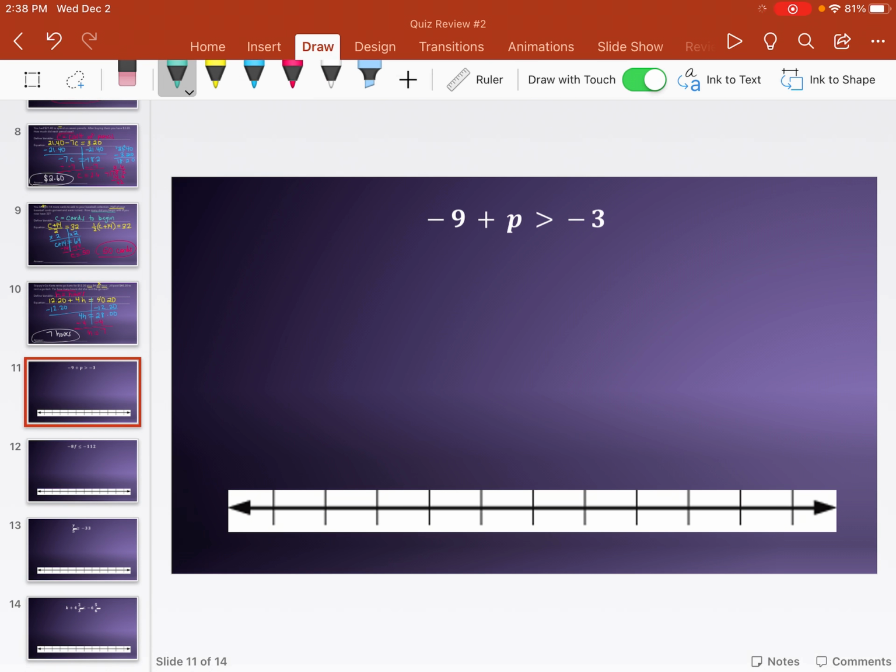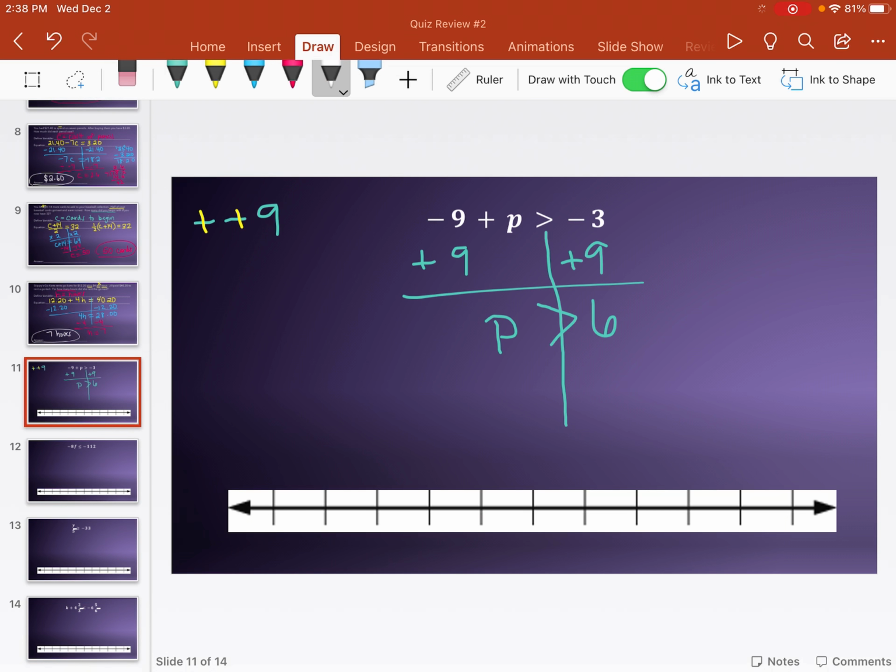Okay, let's do some inequalities. Remember, we're going to solve these just like one-step equations. So right now it's adding -9, so I'm going to subtract -9. Remember, that is the same thing as adding +9. So I'm really going to add 9 to both sides. So I get p, 9 plus -3 is +6. And then my sign was a greater than sign, so I'm going to keep it a greater than sign.